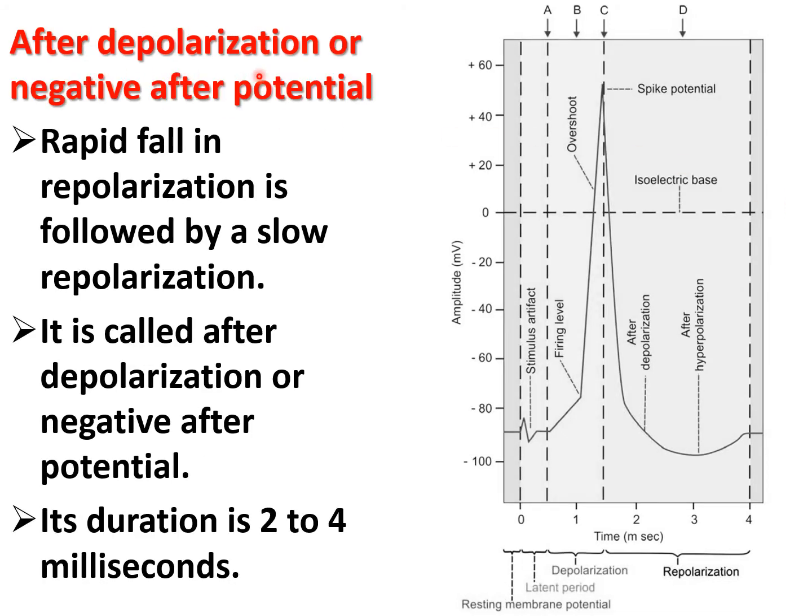Now after depolarization, or negative after potential. The rapid fall in the repolarization is followed by a slow repolarization. The process becomes very slow, and that is known as after depolarization or negative after potential, and its duration is about 2 to 4 milliseconds.